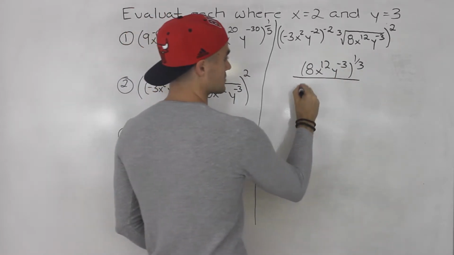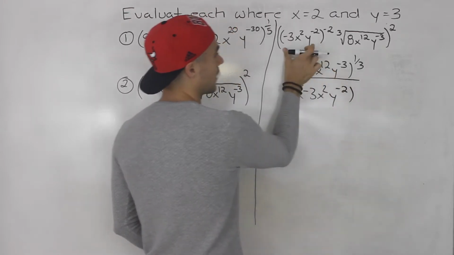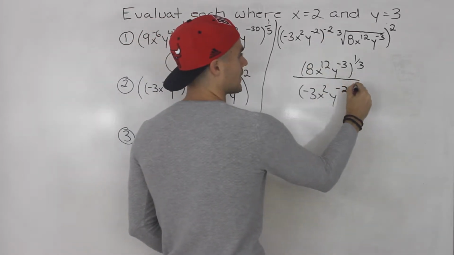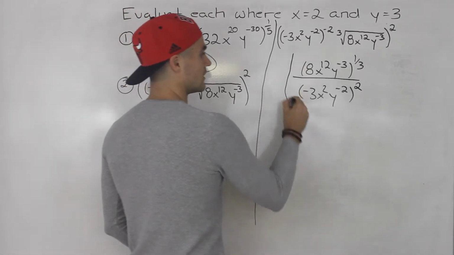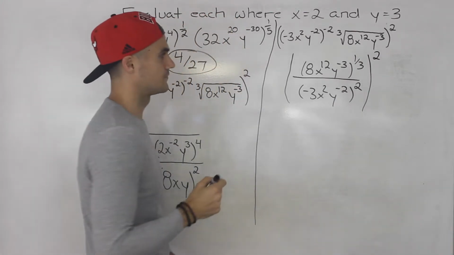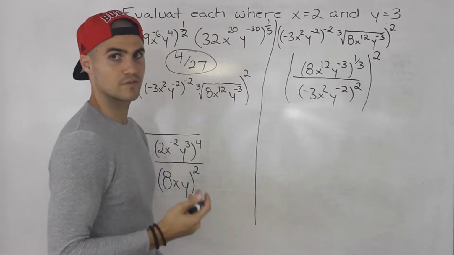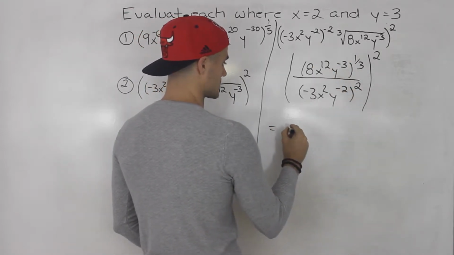This I'm going to bring down, so I'm going to have negative 3x^2y^-2. Everything in the bracket stays the same, it's just this exponent now is going to be positive 2. And then all of this is still going to be to the power of 2. And I'm going to simplify from here. So now I'm going to distribute both of these exponents.